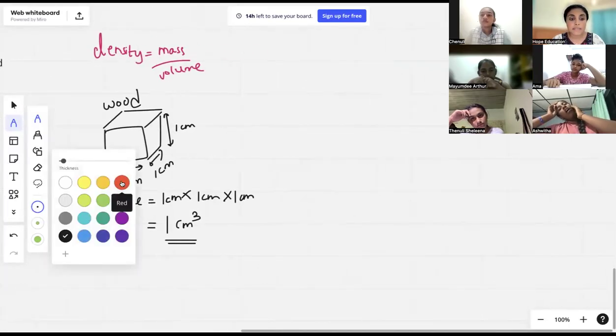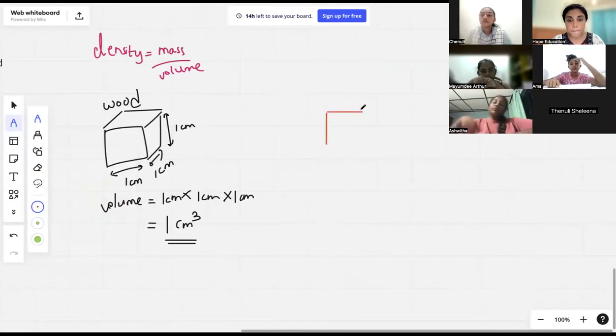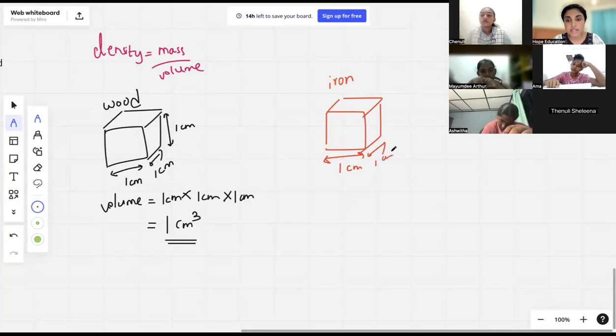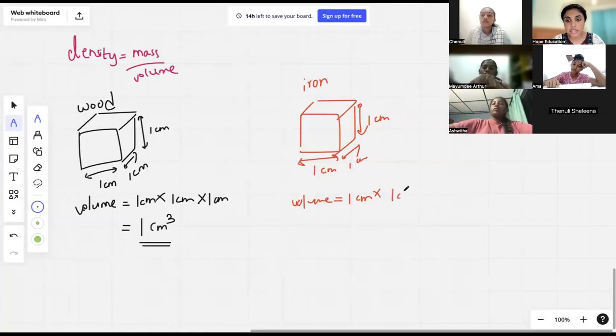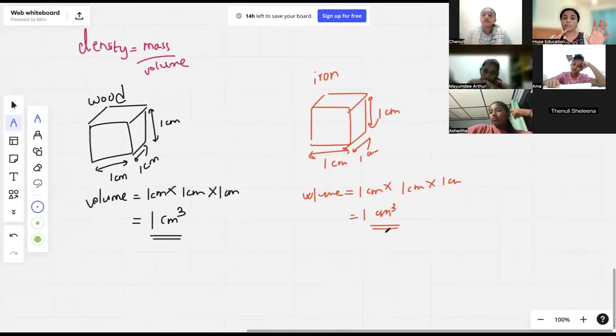So I'll take the other side. This is iron, right? Again, I'm going to take a block that is 1 centimeter, 1 centimeter, 1 centimeter. So again, if I calculate the volume, 1 centimeter multiplied by 1 centimeter multiplied by 1 centimeter, that would be 1 cubic centimeter. So you can see both the wooden block and the iron block have the same volume, right?